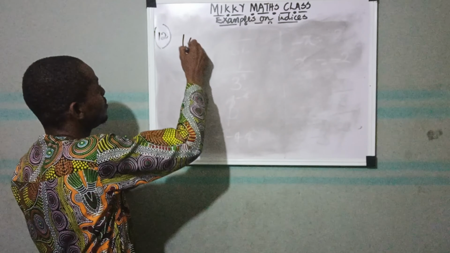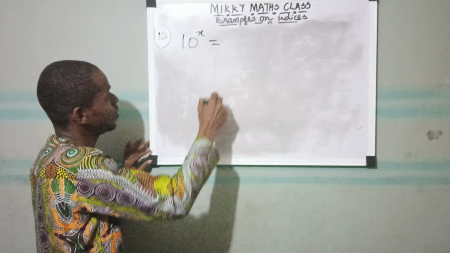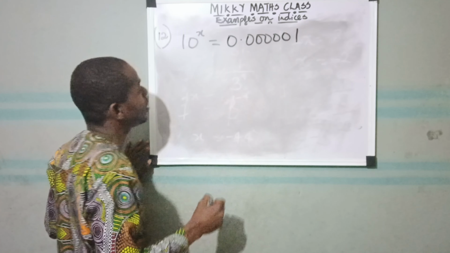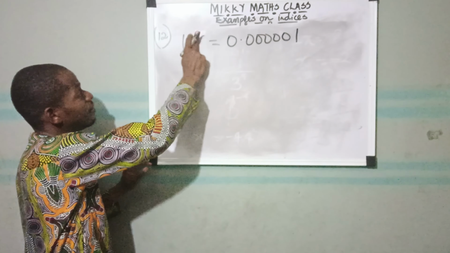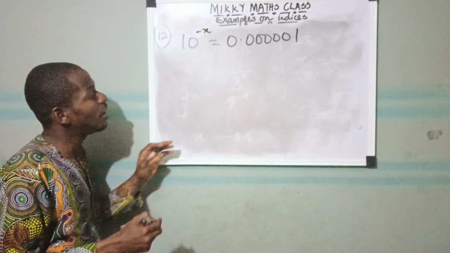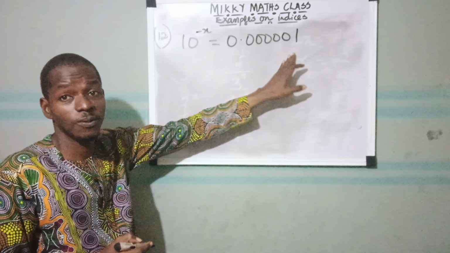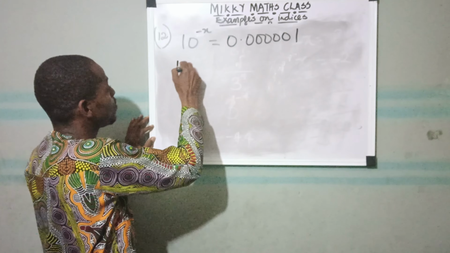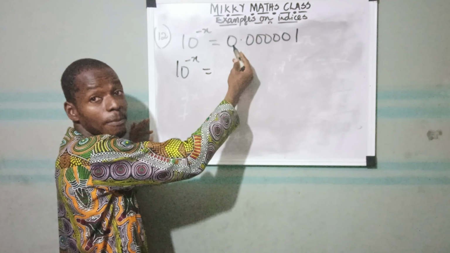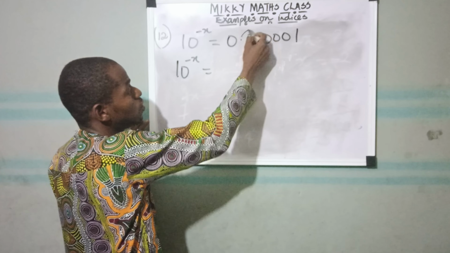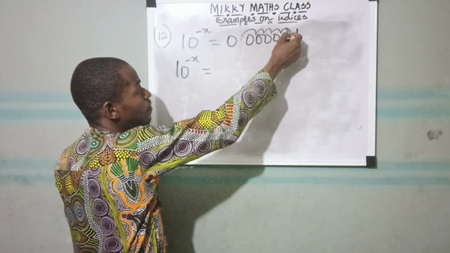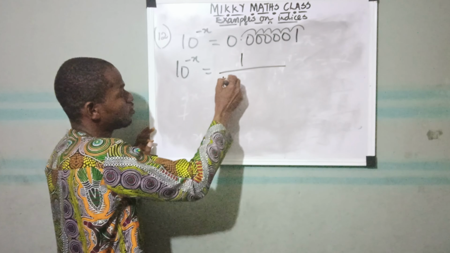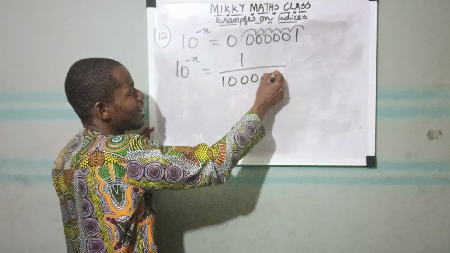You could have something like 10 raised to the power x equals 0.1234. Okay, or let's say 10 raised to the power minus x. Now this is a decimal number. We have to change it to a fraction. So this is 10 raised to the power minus x equals, I move the decimal point 1, 2, 3, 4, 5, then 6. So that becomes 1 over, how many times did I move it? 6 times. So 1, 2, 3, 4, 5, 6.